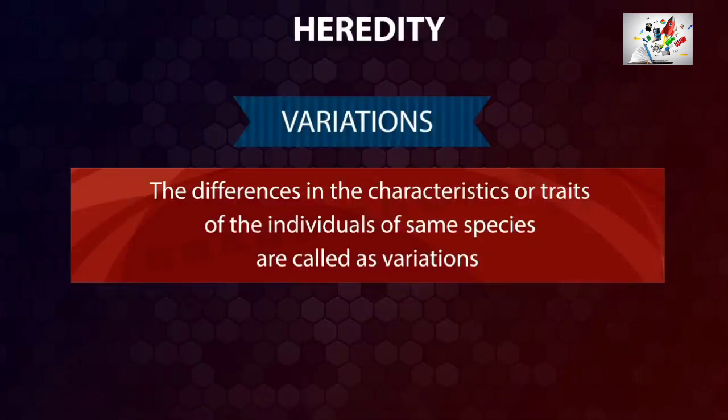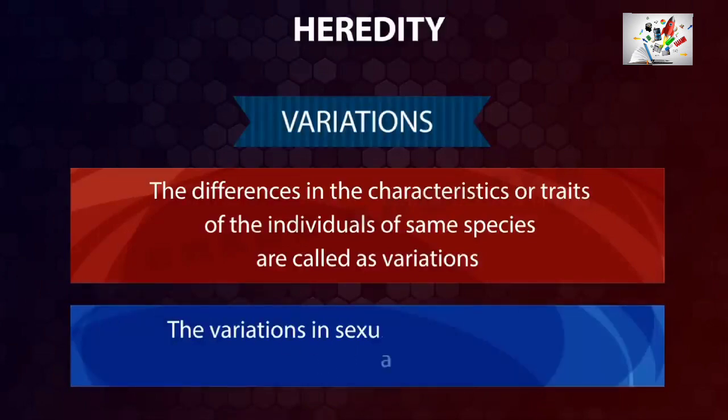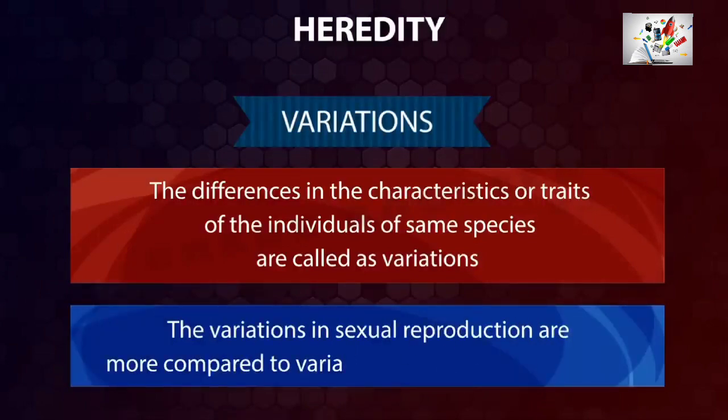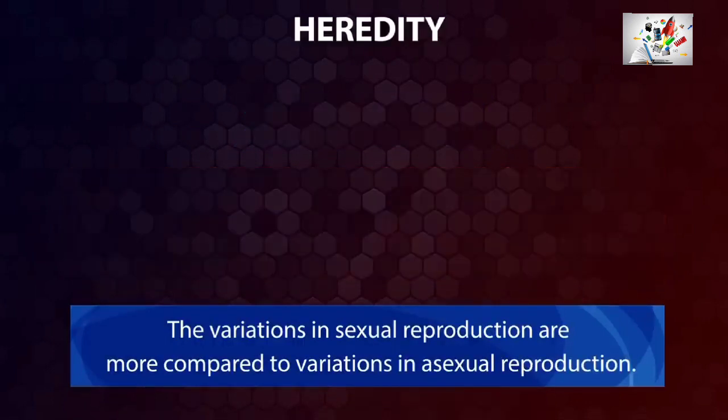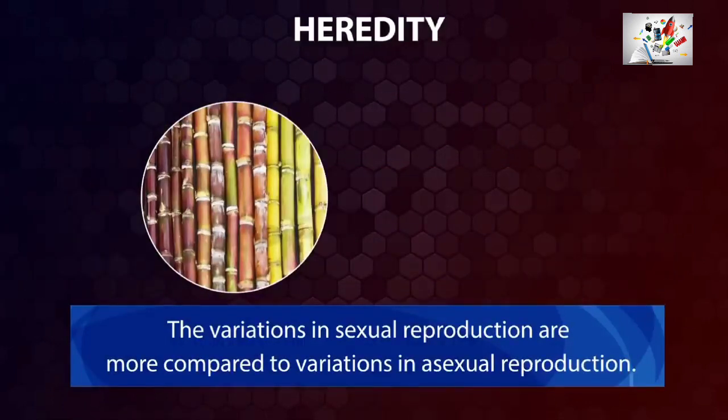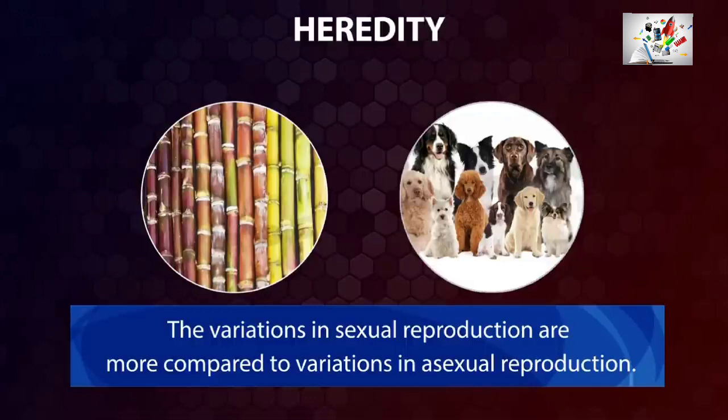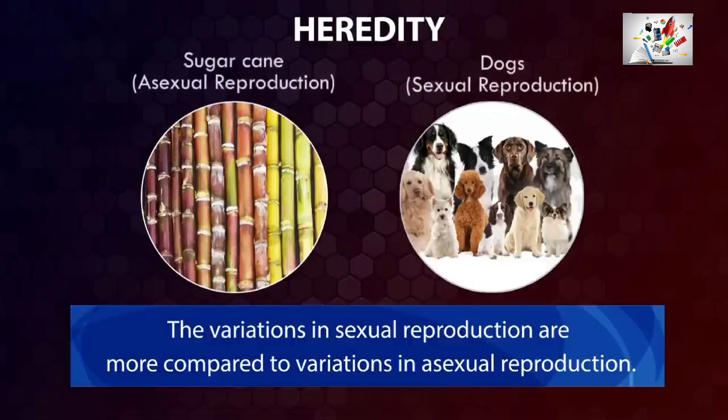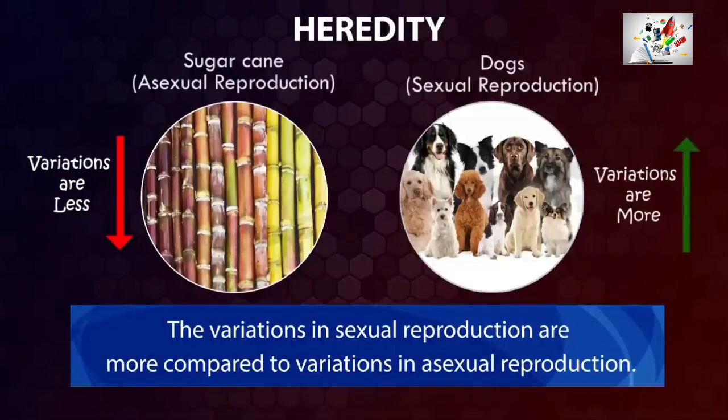Variations are observed in both sexual and asexual reproduction, but the variations in sexual reproduction are more compared to variations in asexual reproduction. Here is a group of sugarcane plants that reproduce by asexual reproduction, and here there is a group of dogs that reproduce by sexual reproduction. We notice very few variations among the sugarcane plants, but we can observe a lot of variations among this group of dogs.